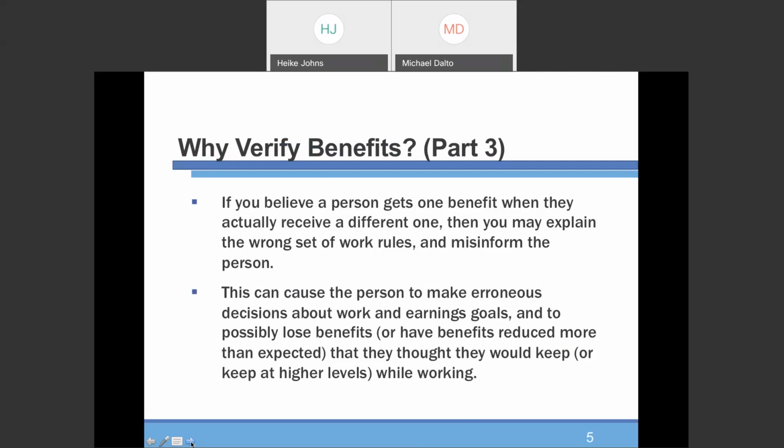If you are assuming that a person is getting a benefit other than the one that they're getting, you'll be explaining a different set of work rules and misinforming them. And the person could make decisions based on erroneous information that you've given them that would cause them to lose benefits they thought they were going to keep, or having benefits reduced more than they thought they would be while they're working. And that could destroy your credibility and negatively affect the person and their feelings about work.